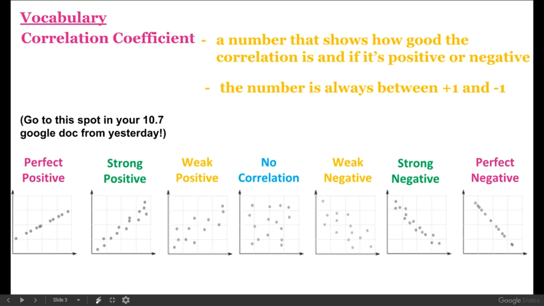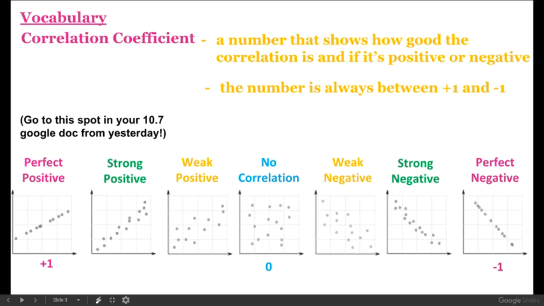So if you have a perfect positive correlation over here on the left-hand side, that means the number you're going to use to describe it is +1. Let's go all the way over here. Perfect negative, that number is going to be a -1. Right? So negative and perfect is -1. Positive and perfect is +1. Now, let's go in the very center. No correlation at all. If it has no correlation at all, that means the number is going to be 0.